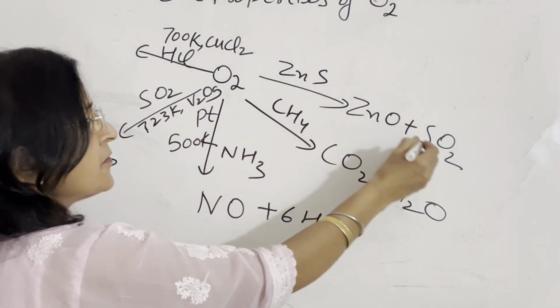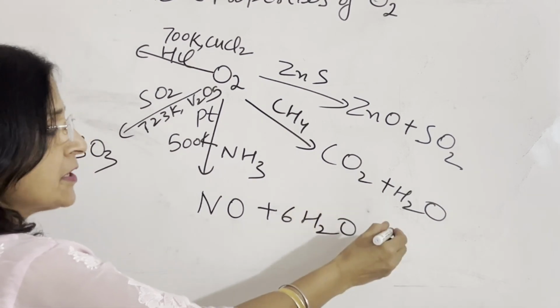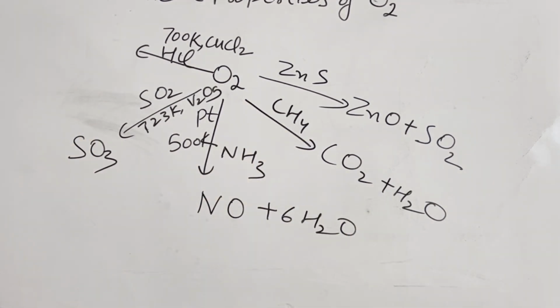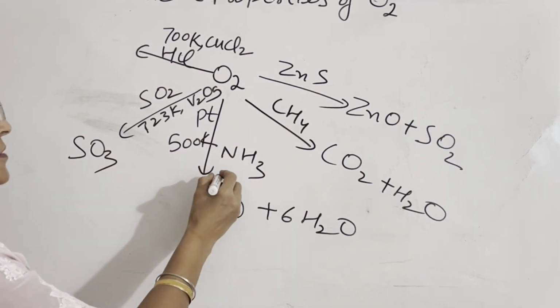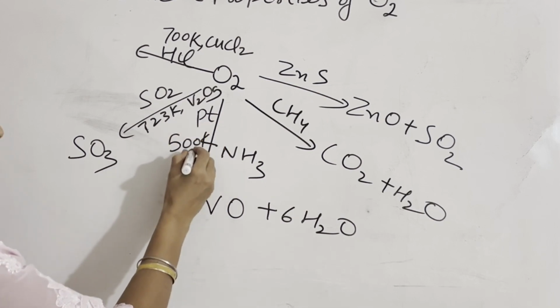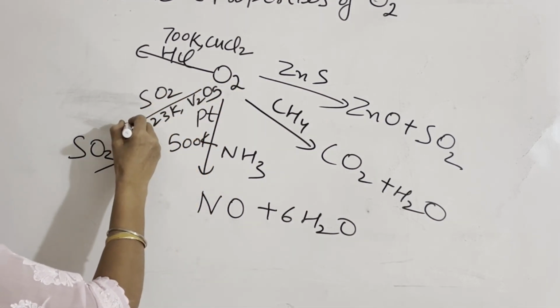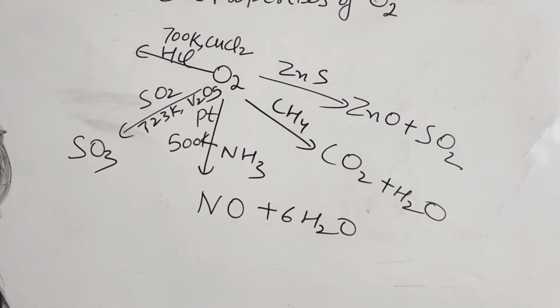Oxygen reacts with zinc sulfide, sulfur dioxide is produced. Oxygen reacts with hydrocarbon, carbon dioxide and water form. Same reaction can be given with ethene and ethyne. It reacts with ammonia, nitric oxide forms, and this reaction is done in the presence of platinum and temperature 500 Kelvin. Oxygen reacts with sulfur dioxide at 723 Kelvin and vanadium pentoxide is used as a catalyst.